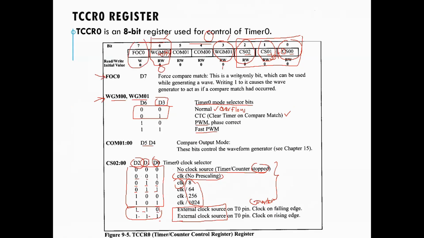So this is a write-only bit which can be used while generating a wave. Writing 1 to it causes the wave generator to act as if a compare match had occurred. So if it occurs, the value on the TCCR0 at bit 7 will be equal to 1. However, if there is no compare match, bit 7 will be equal to 0. Okay, as simple as that. Next.